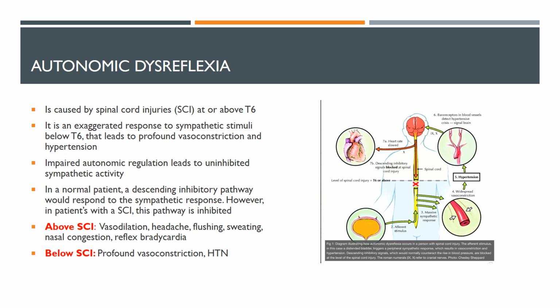So what happens to the patient is that above the level of the spinal cord injury, you end up with vasodilation, headache, flushing, sweating, nasal congestion, and a reflex bradycardia due to the parasympathetic response.